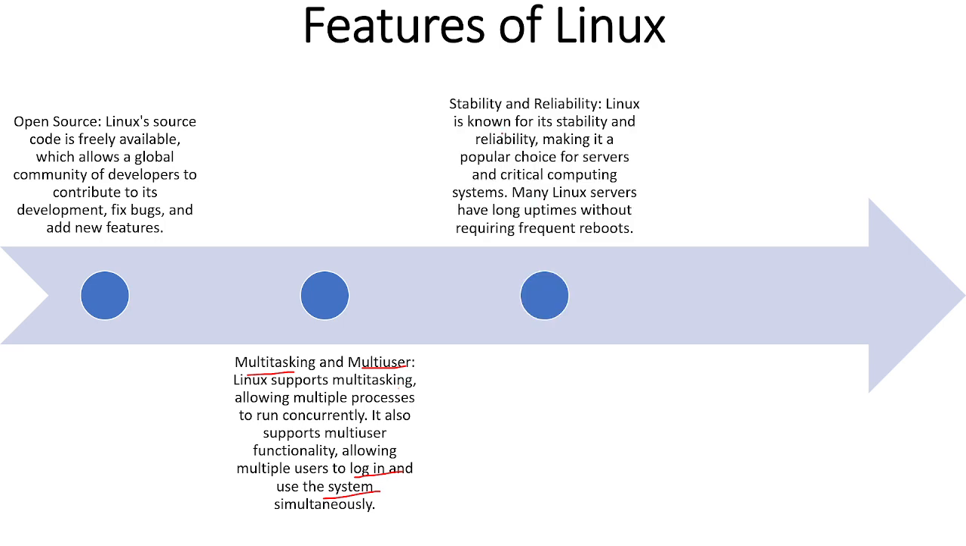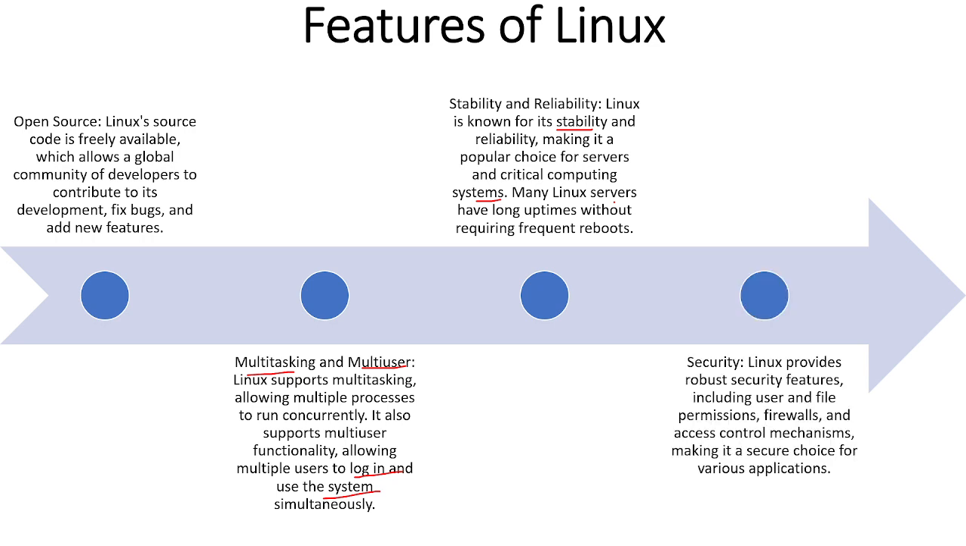Then stability and reliability. Linux is known for its stability and reliability, making it a popular choice for servers and critical computing systems. You can see in the cloud or in enterprise applications that Linux servers can stay up for a long duration of time without any frequent reboot. It does not require frequent reboots in the servers. That's why it's very stable and reliable. So these are the key features of Linux.